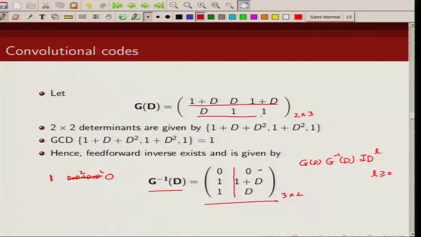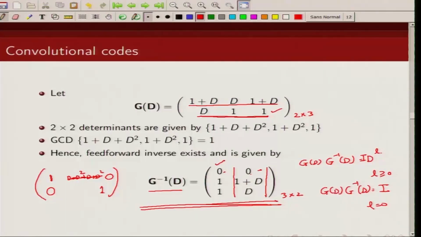Next, multiply this row by this column. What we get: D times 0, 1 times 1, 1 times 1. So, that is 1 plus 1 is 0. And if you multiply the second row by the second column, what you get is 0 times D, 1 times 1 plus D, and 1 times D. So, that is 1 plus D plus D, so that is 1. So, again what we are getting for this case is that G(D) inverse is an identity matrix. So, L is 0 essentially here.